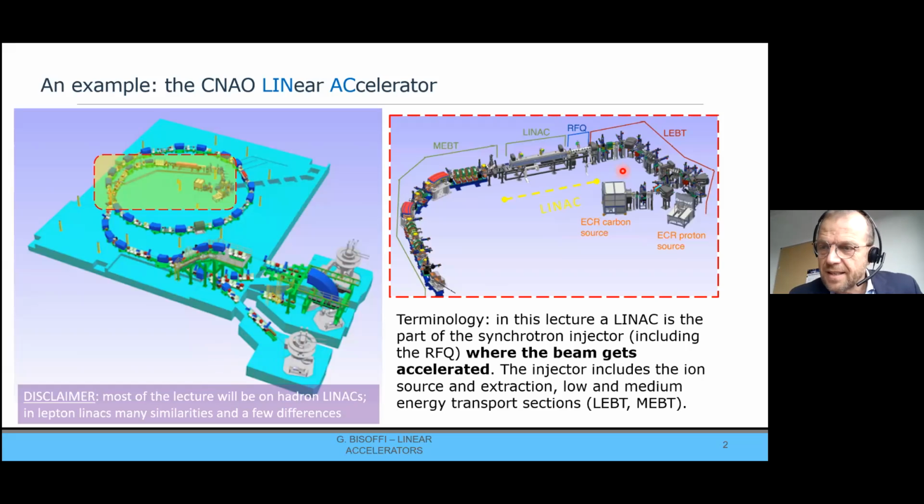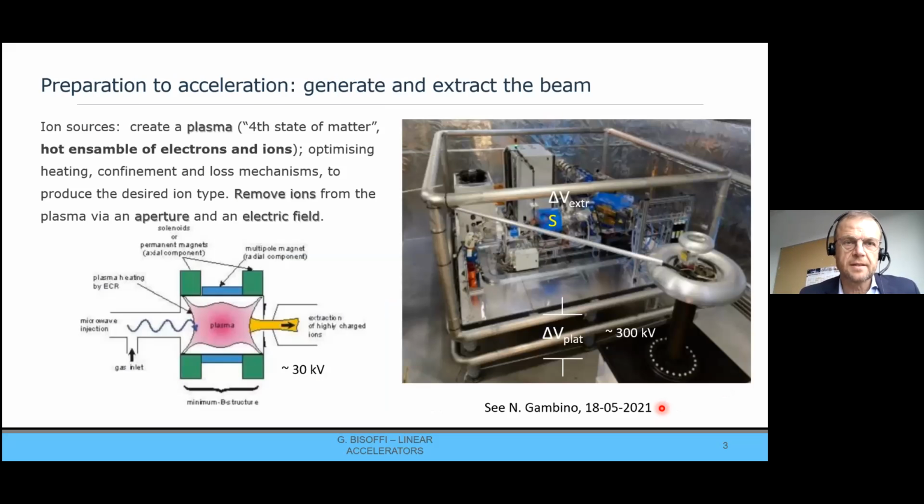So highlighted up there, you see the injector. In my definition, the LINAC is the accelerating part of the injector, including the RFQ, which is not included, for example, in CNAO terminology. So it's the part where the beam really gets accelerated. The injector itself includes the ion source and extraction from the ion source, and the low and medium energy transport systems before and after the LINAC.